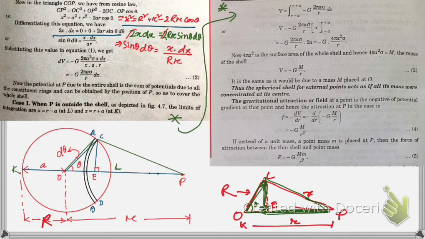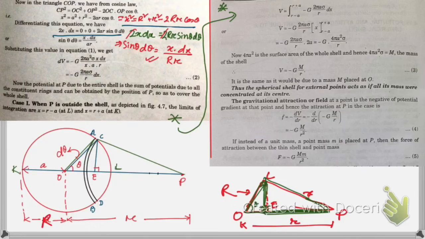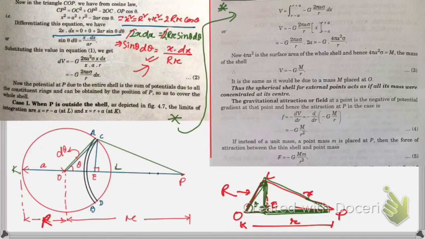So if you substitute this value in equation number 1, let me go to the previous slide. What was equation number 1? This is equation number 1. If you put the result you have got here, sin theta d theta, in this equation, then it is going to give you this result. Here you see dv is equal to this one, right?